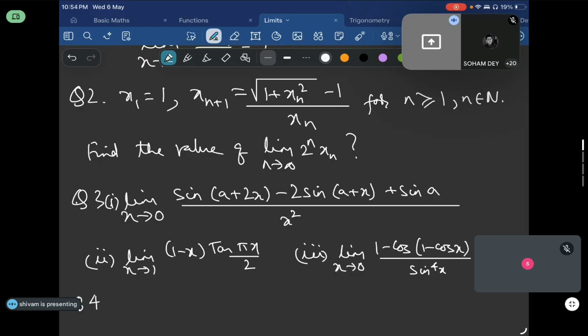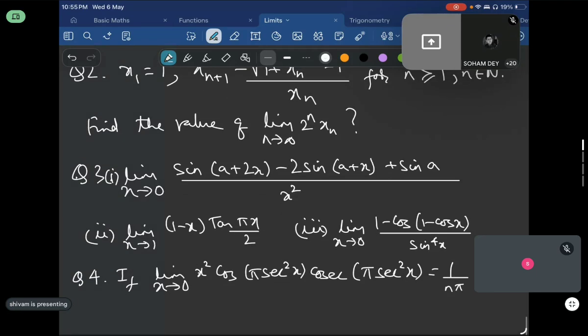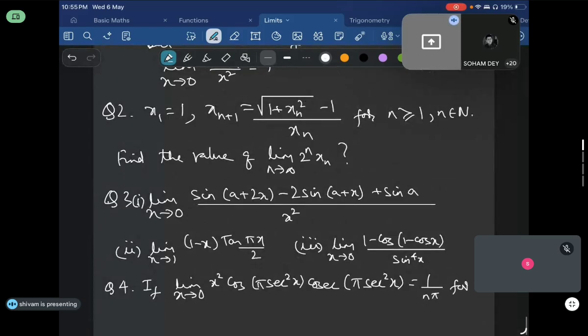Question number 4. If limit x tends to 0, x square into cos of (pi sec square x) into cosec of (pi sec square x) is equal to 1 by n pi, for some n belongs to natural numbers. Find n. Solve quickly.